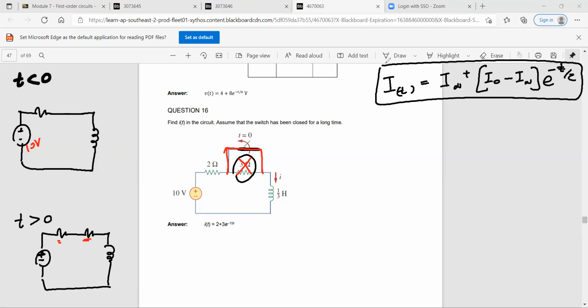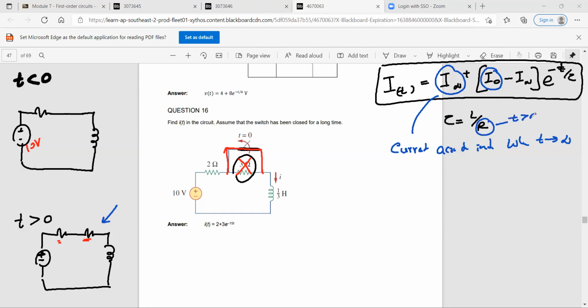It is the same equation that you use for the inductors. And here again, tau is L over R. So here the difference is you have I infinity. I infinity is the current across the inductor when the time goes to infinity. So you look at this one and you find the I infinity. And the others are the same. So this is the current when the time goes to zero, and this is the resistor when the time is more than zero.